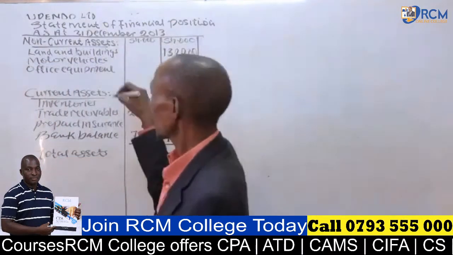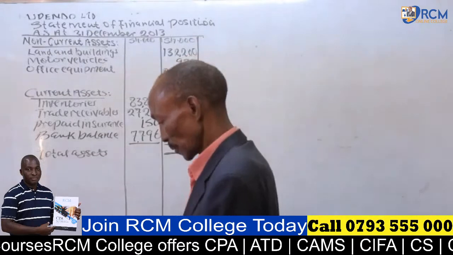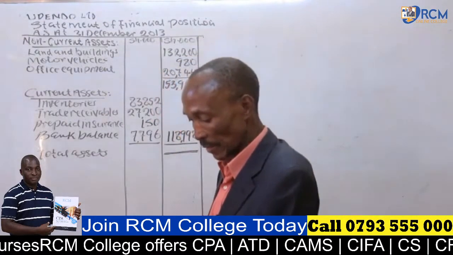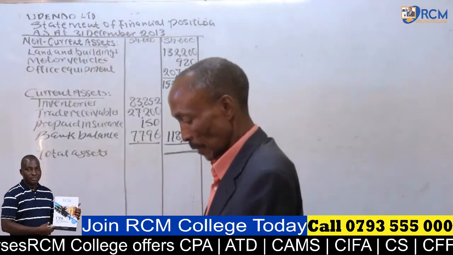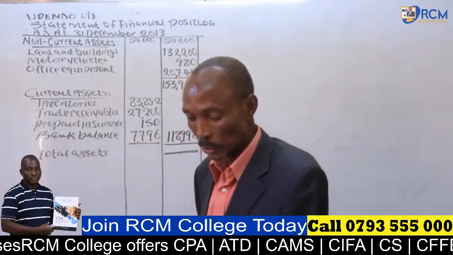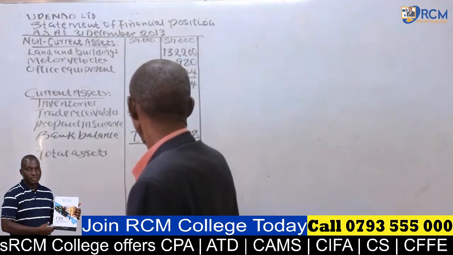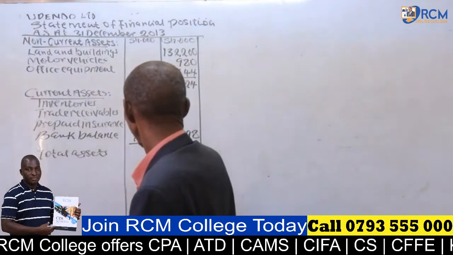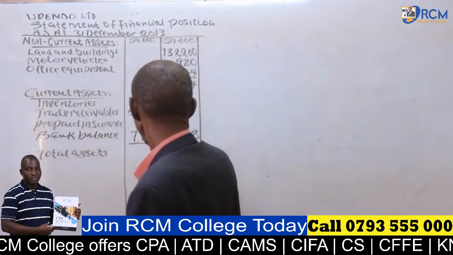So putting titles and labels is very important in this kind of a question. So I'm adding the non-current assets. I don't want to assume anything. And getting the total 272,922. 272,922. What does this stand for?